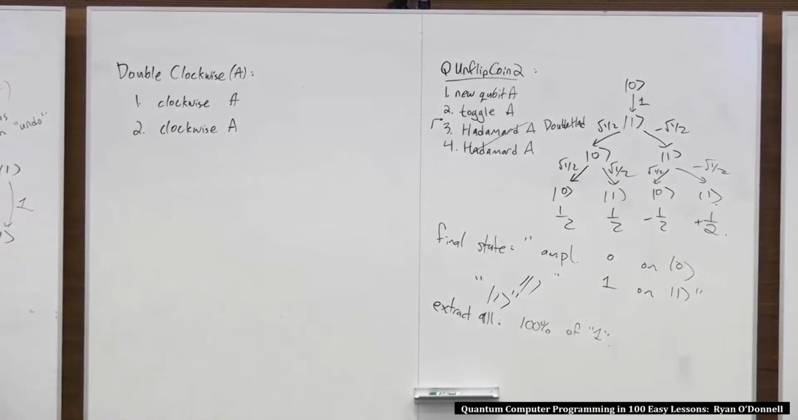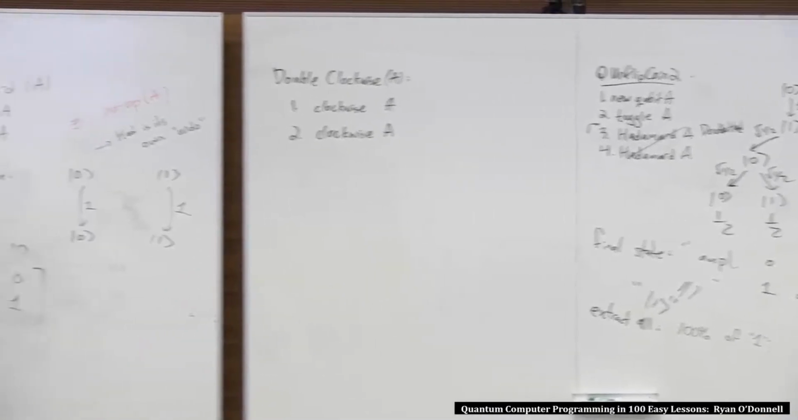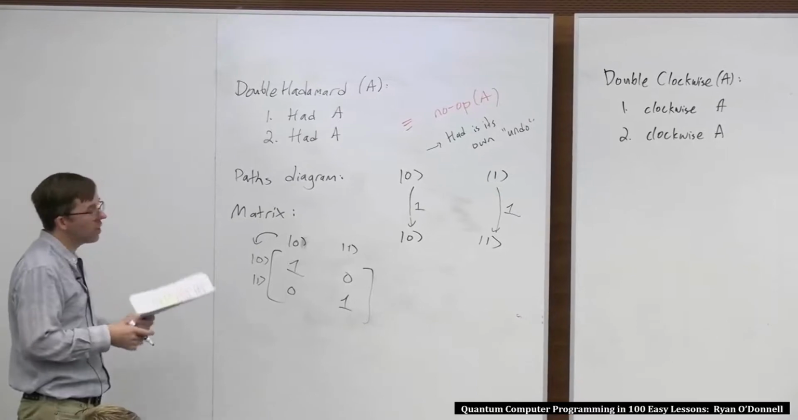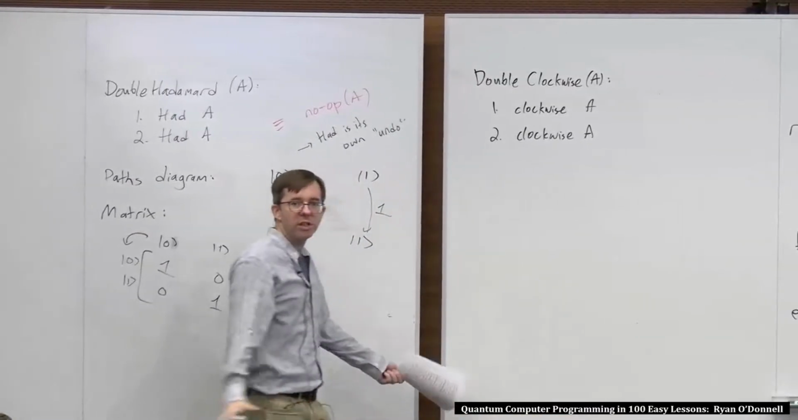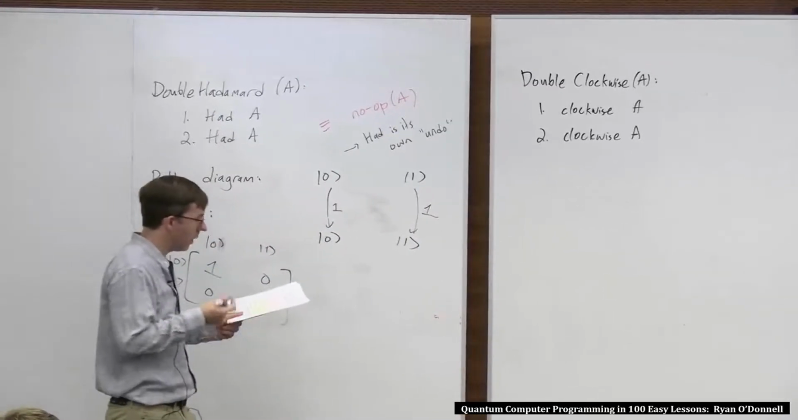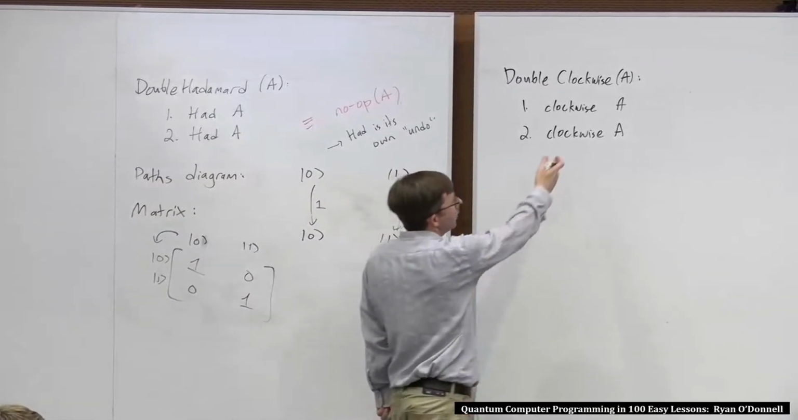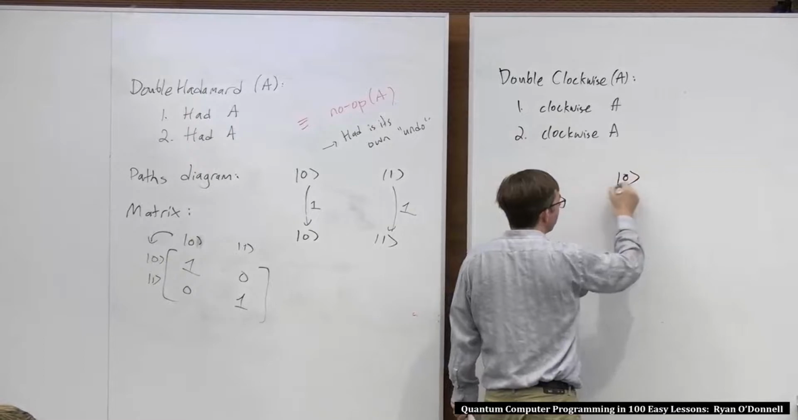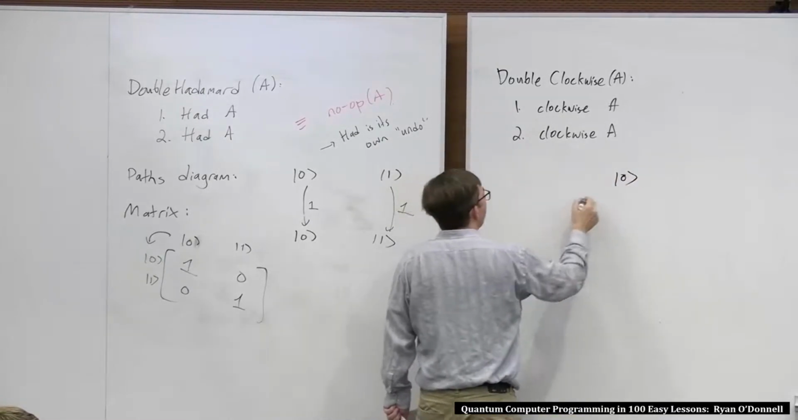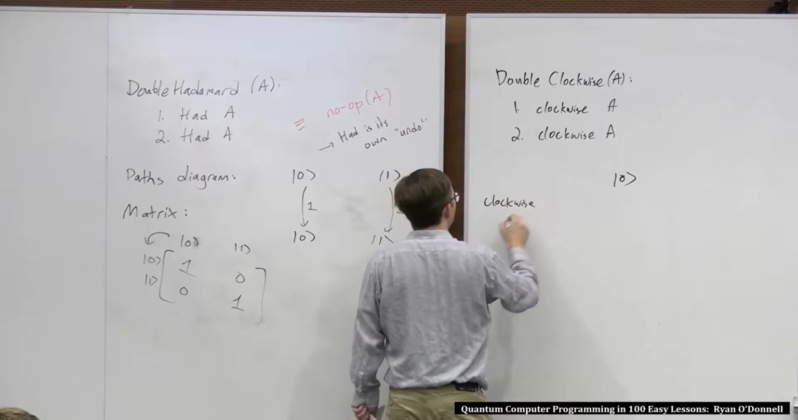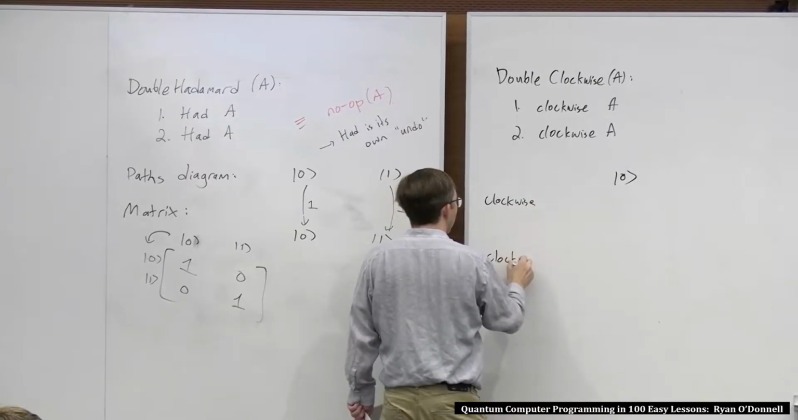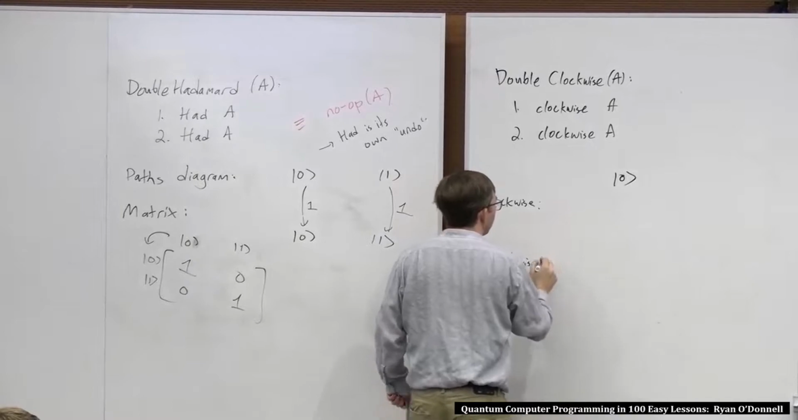Okay. So if you were to think of this as a composite instruction, how do you figure out its path diagram or its matrix? Well, you just have to figure out what happens if you do this to 0 and what happens if you do this to 1. So how do you figure out what happens if you do this to 0? Well, it's amplitude trees. You start at 0, and then you do clockwise, and then clockwise again, and we'll just see where we get to.